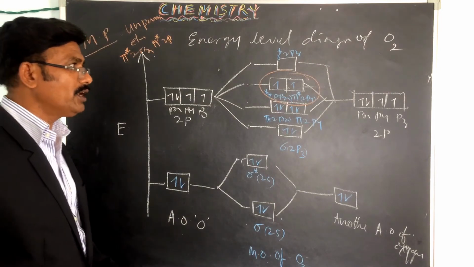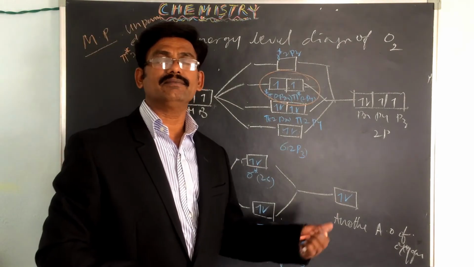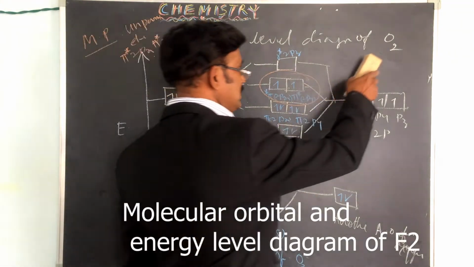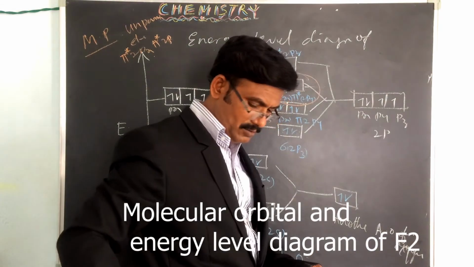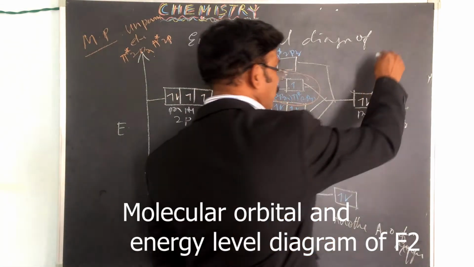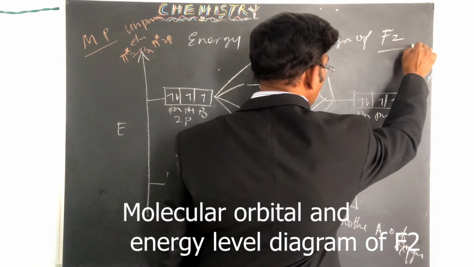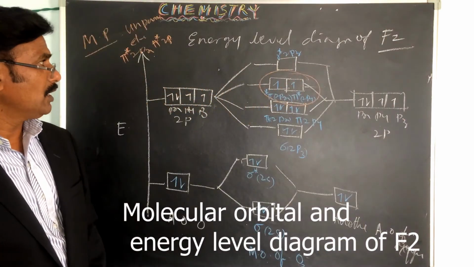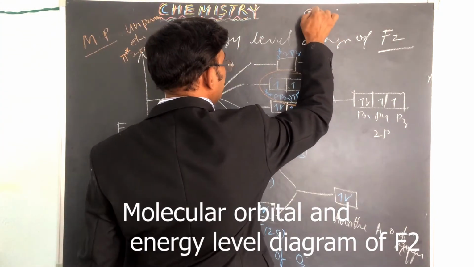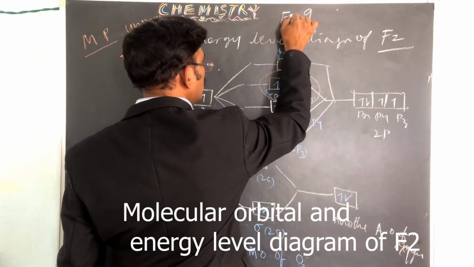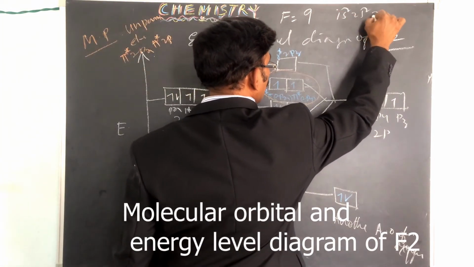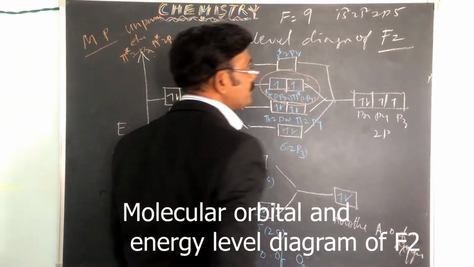Now we will look at the fluorine molecule. Same diagram, everything is the same. So now we will see the fluorine, F2 molecule. What is the atomic number of F? F is equal to 9. So 1s2, 2s2, 2p5.